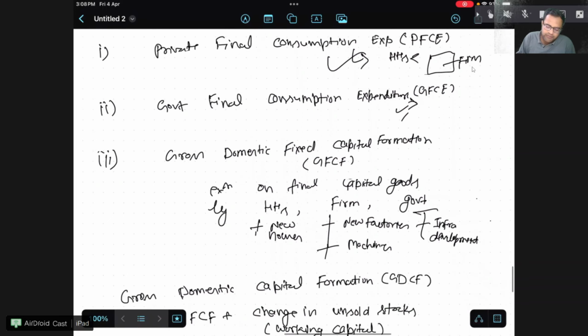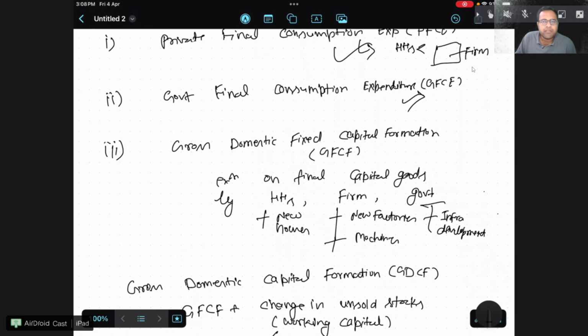Now the third type of expenditure on the final goods and services is known as the gross domestic fixed capital formation. In this gross domestic fixed capital formation, GFCF, what we do is that we form fixed capital by the use of those goods coming from any firm.